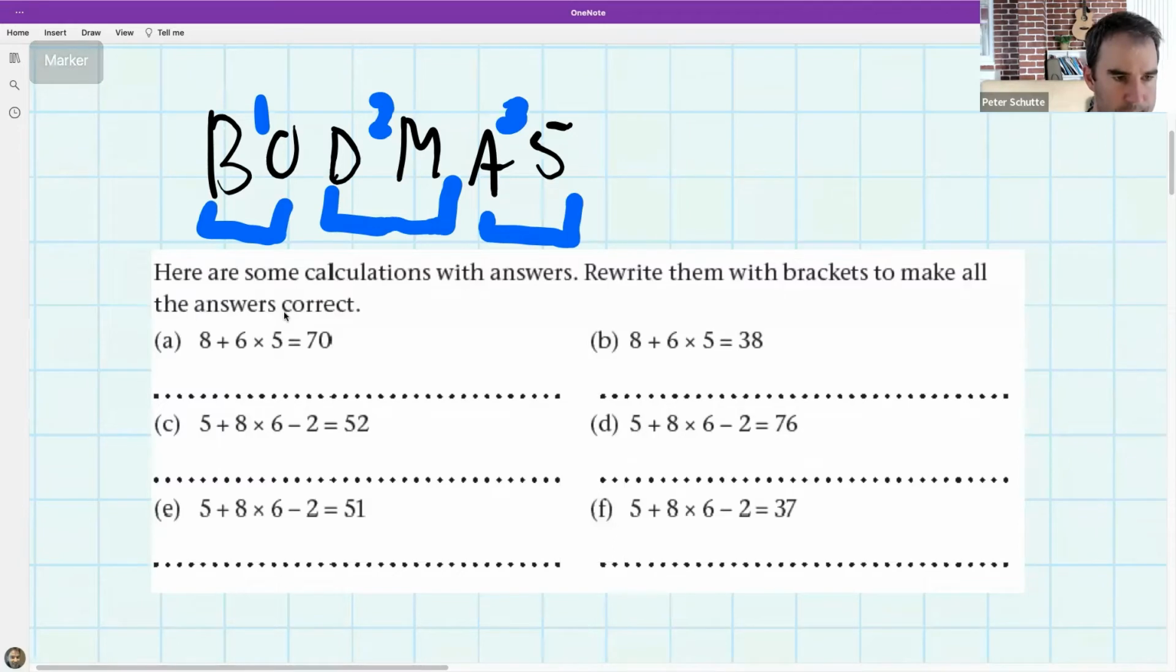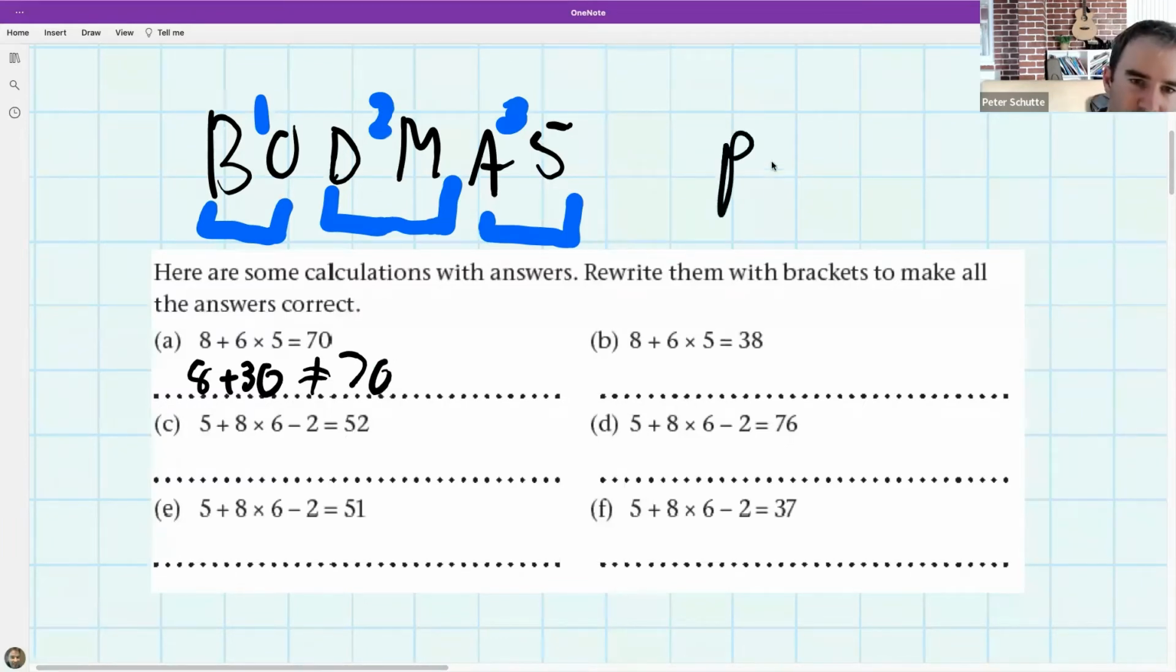So now, if we look at this question, they're asking us, here are some calculations with the answers. Rewrite them with brackets to make all the answers correct. So at the moment, if we were applying BODMAS, out of the two choices, adding or multiplication, we should do multiplication first. So 6 times 5 is going to be 30. And 8 plus 30 does not equal 70.